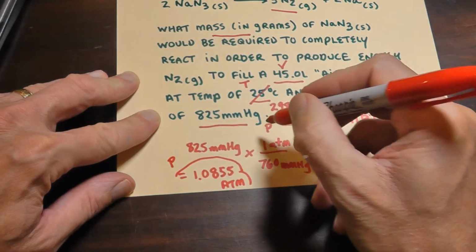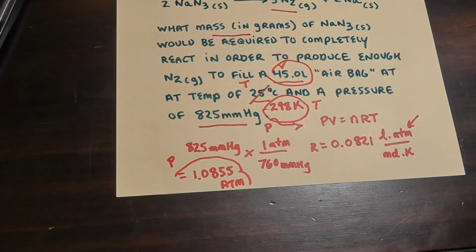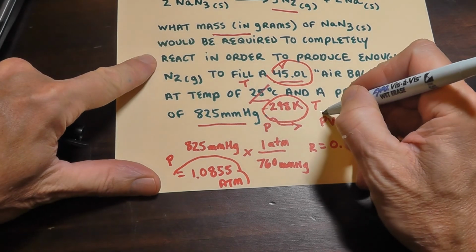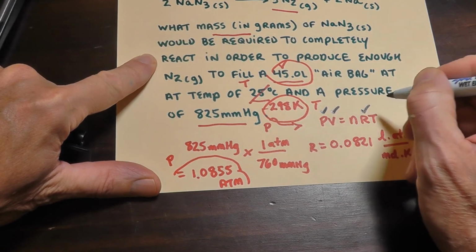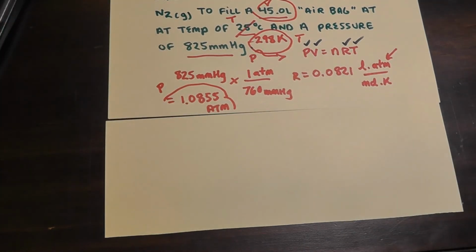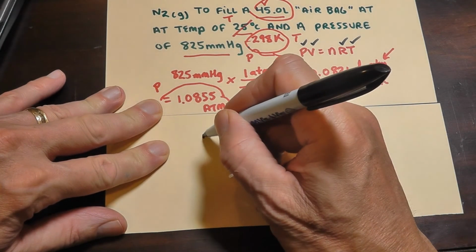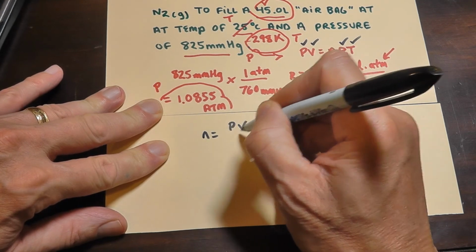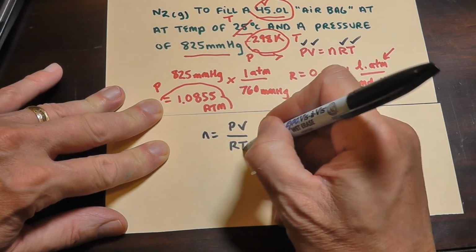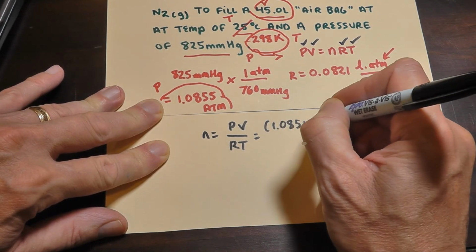There's my P. There's my T. There's my V. And so what do I got? Once again, take your time, take inventory. I got P, I got V, I got R. The universe gave me R and T. So I'm going to go ahead and do the next logical thing, which is to solve for n by dividing both sides by RT, and then we're going to plug it in. It's very much like the last example, except this one has a twist, so don't get bored yet.